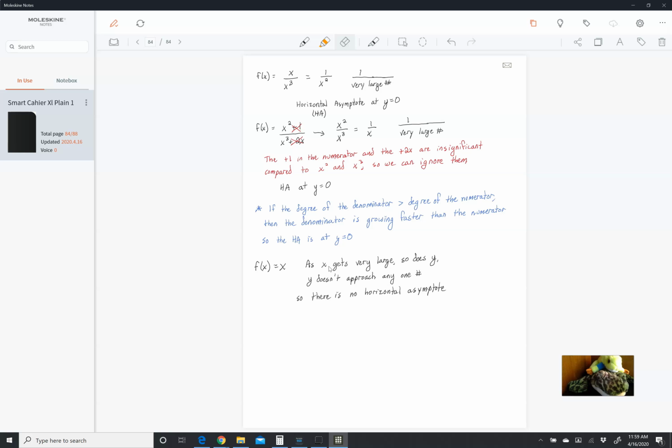So let's take another example. Let's say we have f of x is equal to x cubed over x. Well, this is the same thing as x squared. So once again, as x approaches infinity, so does y. There is no horizontal asymptote.